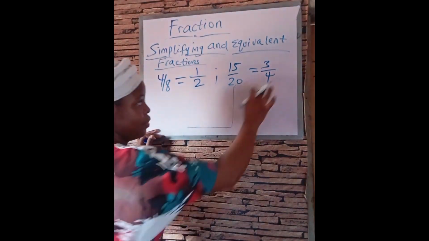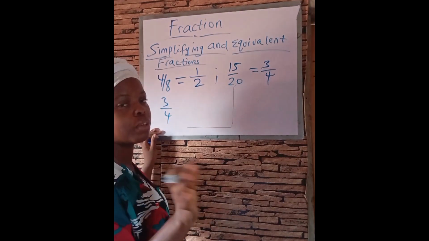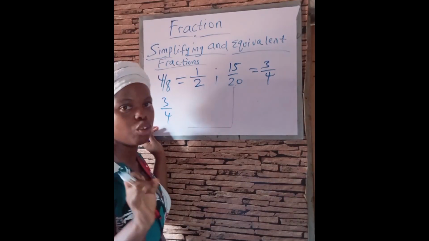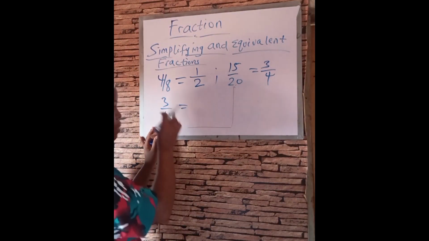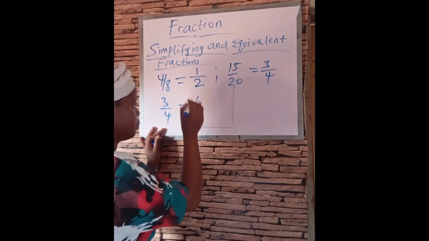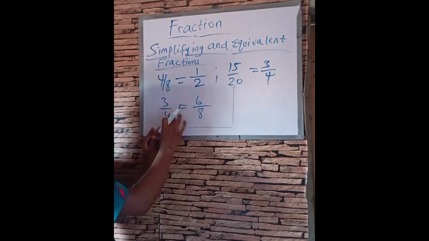To find the equivalent of 3/4 as well, let's say 3/4, if you multiply 3 by a number, then you multiply that same number with 4, you already have an equivalent of that fraction. For example, 3 times 2 will give you 6. 4 times 2 as well will give you 8. So these fractions are equivalent to each other.